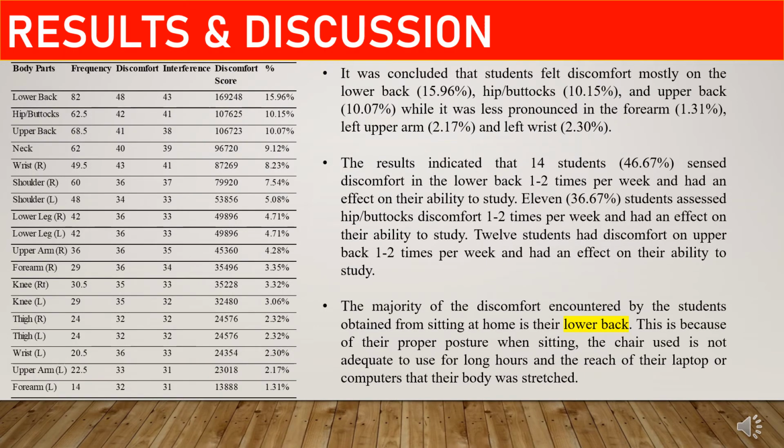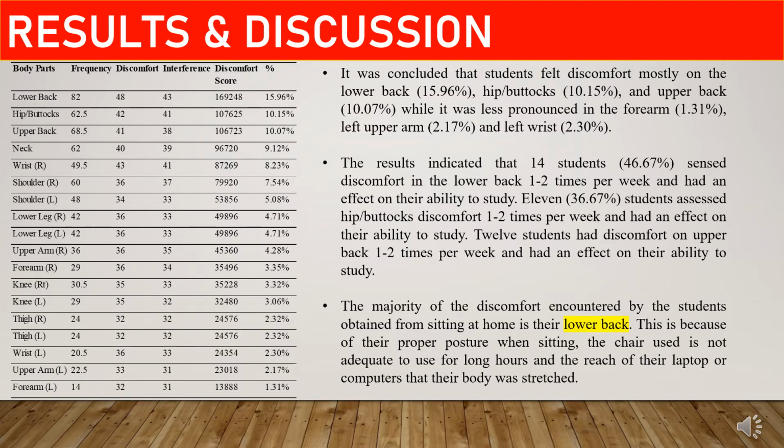After the methodology section, we now come up with the results and discussion. It was concluded that students felt discomfort mostly on the lower back, 15.96%, 10.15% for hip and buttocks, 10.07% for upper back, while it was less pronounced in the forearm, 1.31%, left upper arm, 2.17%, and left wrist, 2.3%.